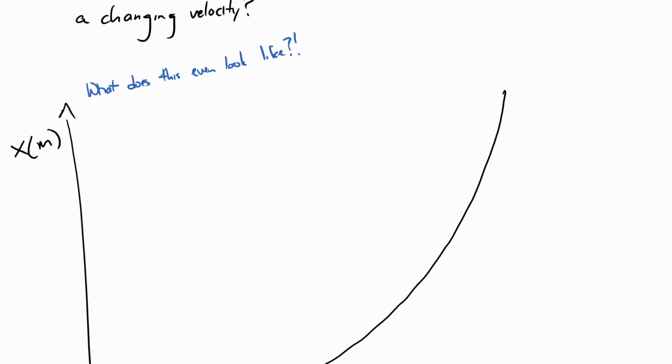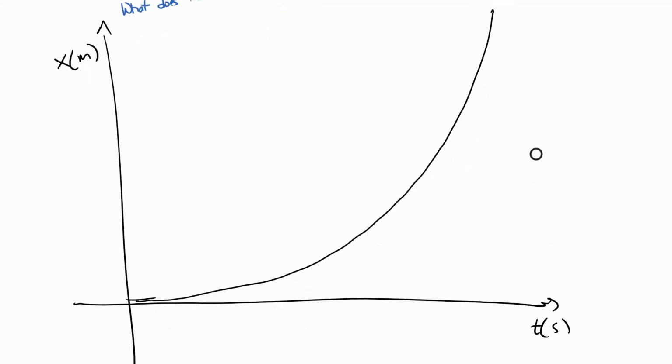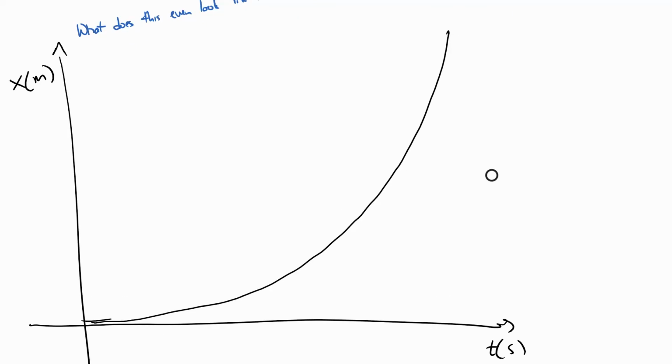Well, this is a position. I'm sorry, I got briefly interrupted there. I have no recollection of what I was saying, but I'm assuming it was something about the fact if we have a changing velocity, what does this graph even look like? It's going to look something like this.